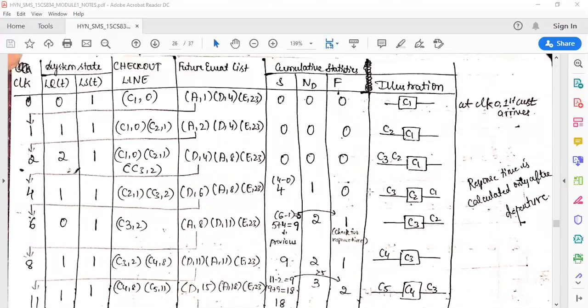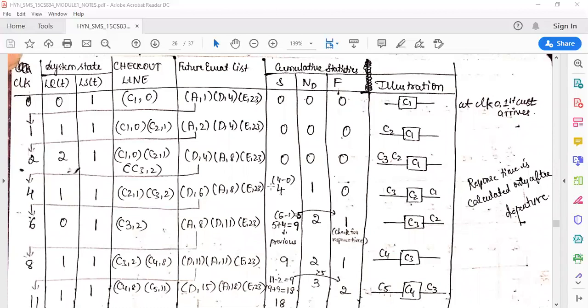Now come to the statistics. Since one person has departed, I will write the number of departures as 1. Now the response time. Response time is nothing but the departure time minus the arrival time. What is the departure time of the customer? Departure time is 4. When did he arrive? He arrived at 0. So 4 minus 0 is equal to 4. So I will write 4 here.